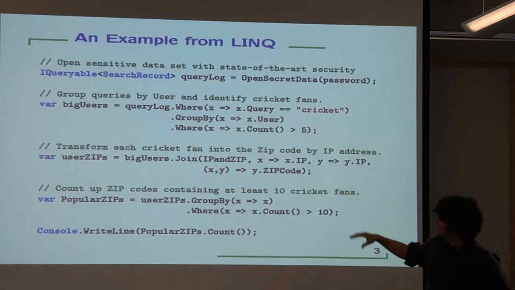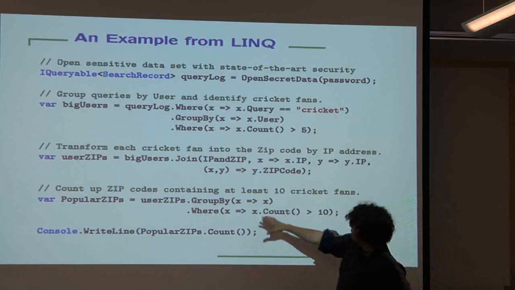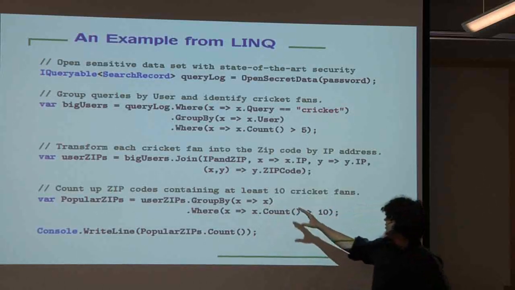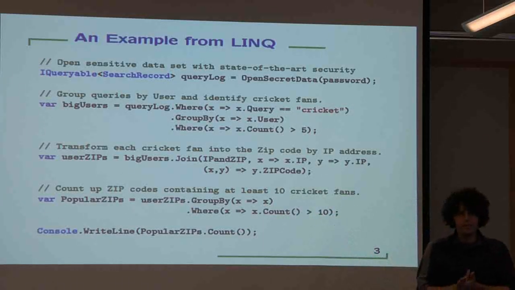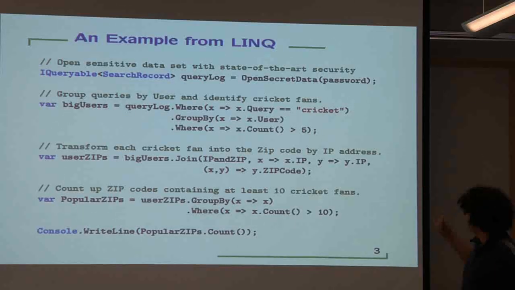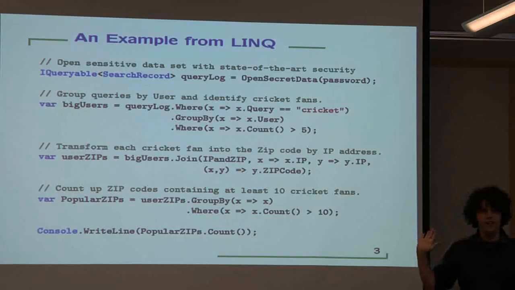And then the example continues. It's not hugely important at this point. We find zip codes that have at least 10 people in them. And then we're going to write to the screen how many zip codes out there actually have a lot of people searching for cricket. So this is just a program. There's no privacy guarantees anywhere in this. This is just what you would write if you were sitting down at your computer writing a LINQ program.